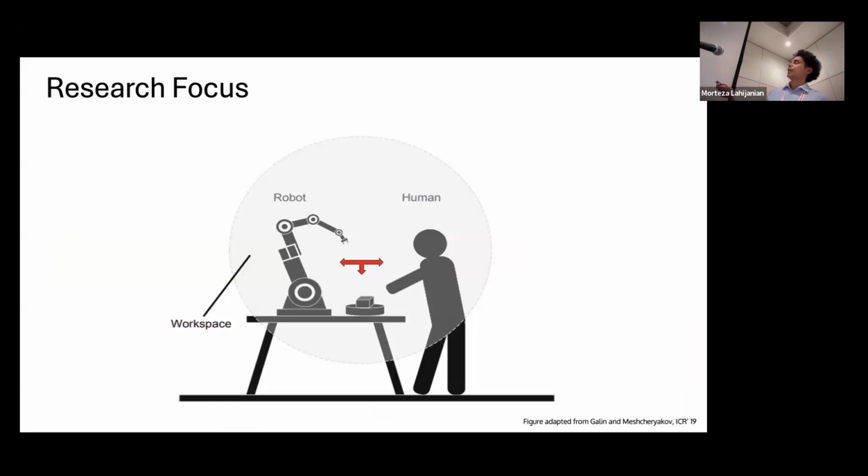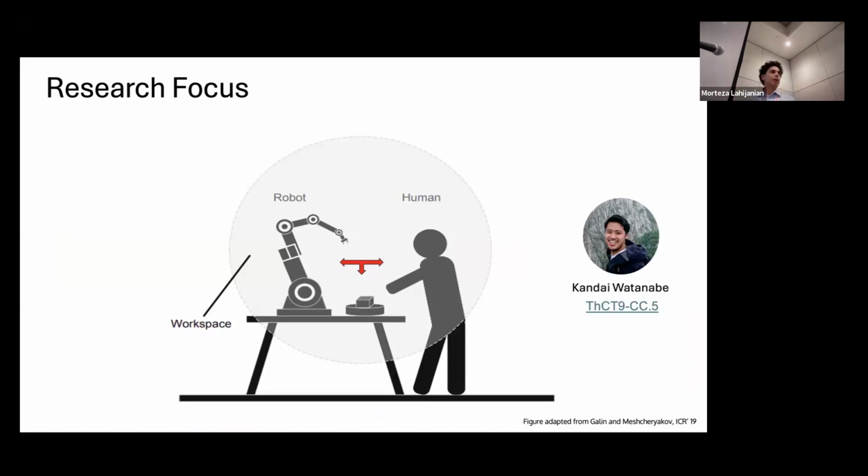So here is an abstract scenario. We have a human, we have a robot, and they're interacting through objects. One question is, can we learn the task from demonstrations? That's a project I'm also interested in. Kandai, a student here who graduated a couple of days ago, is going to present a paper on Thursday in collaboration with Georgios Fainekos. He's going to talk about learning tasks from demonstration and planning for multi-agent systems. But that's not what we are talking about today.